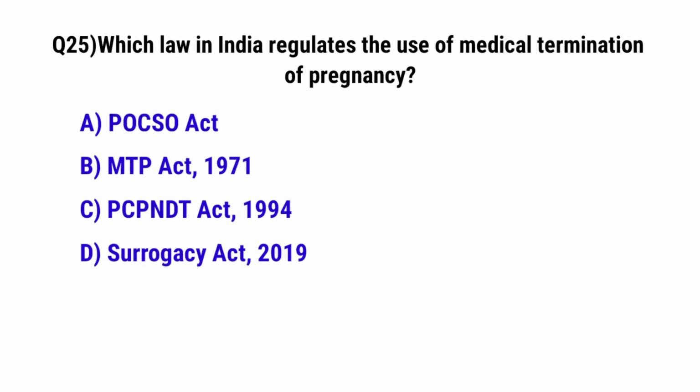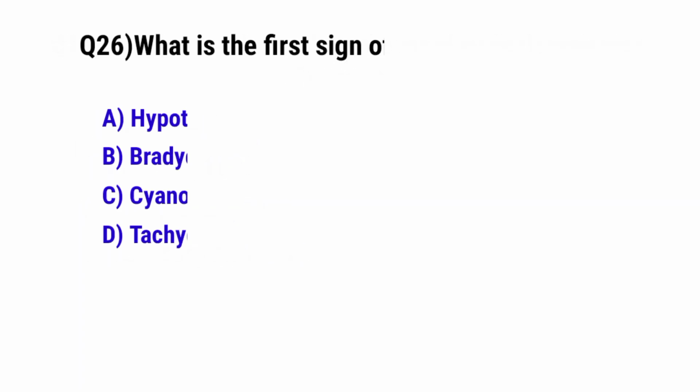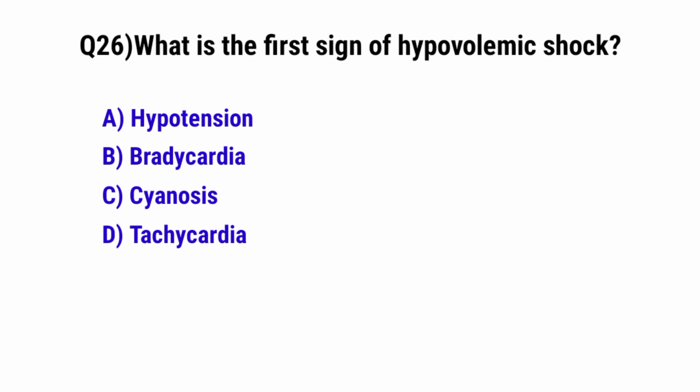Question number 25. Which law in India regulates the use of medical termination of pregnancy? The correct option is B. MTP Act 1971. Question number 26. What is the first sign of hypovolemic shock? The correct option is D. Tachycardia.